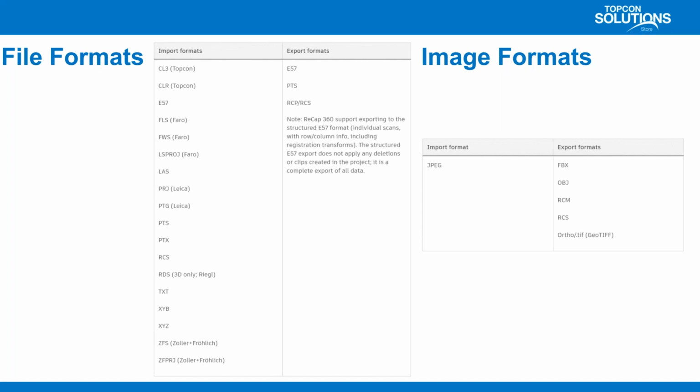Now we can also import JPEGs. So we do have that photo meshing feature inside of ReCap Pro. So you will be able to bring in the images, the JPEGs there, and then export those out: FBX, OBJ, RCM, RCS.